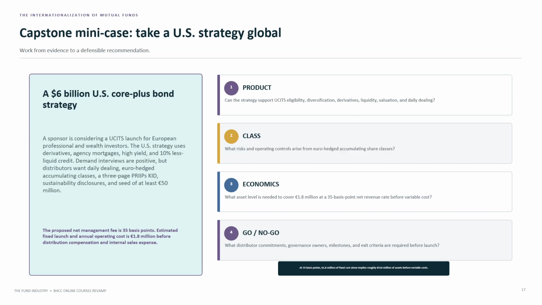My recommendation is a conditional no-go until the firm has confirmed product eligibility, daily liquidity stress capacity, operating controls, named distributor commitments, a credible asset ramp, governance owners, and exit criteria. Positive interviews are encouraging. They are not assets. In global distribution, enthusiasm is not yet a subscription order.